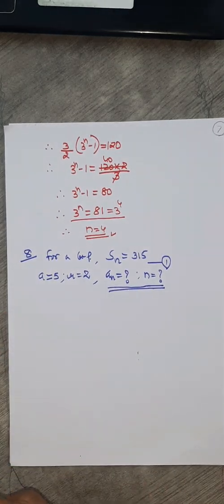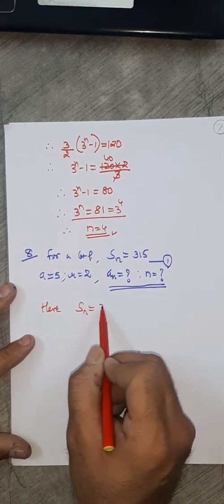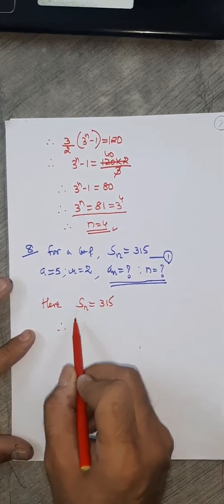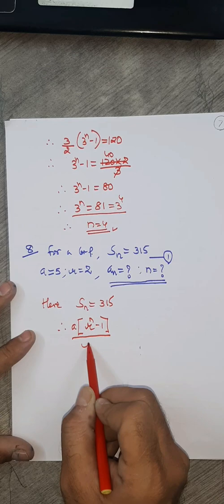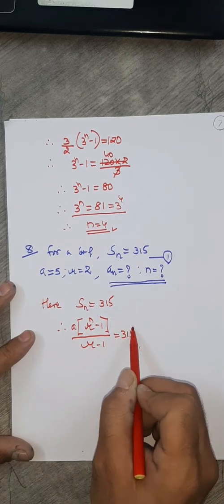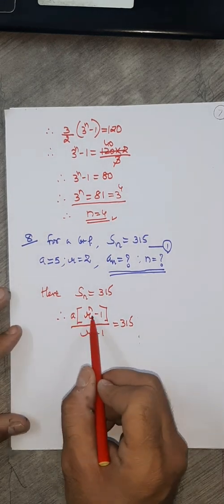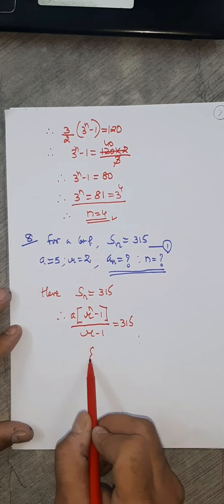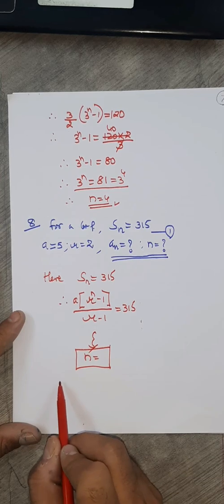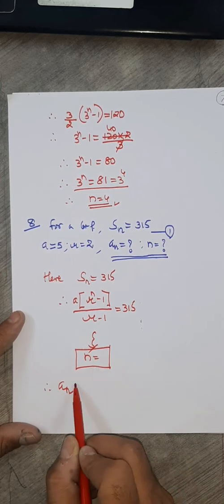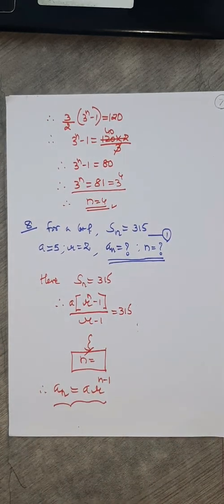Okay. So we start with Sn here. Sn equals 315. What is Sn for a geometric progression? a into r raised to n minus 1 upon r minus 1 equals 315. Fine. Now you know a, you know r, place the value here. So from this you will get the n. And once you get the n, you just find an. So an, you know, a into r raised to n minus 1. So this much I leave it for you. Very simple for you.